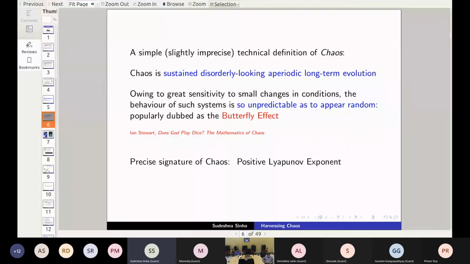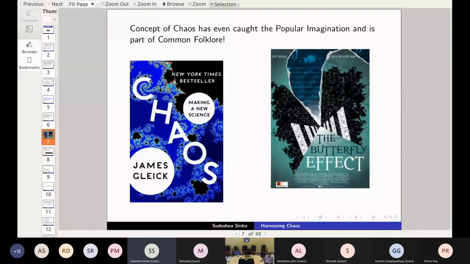Okay, and now, of course, this concept of chaos has even caught on in popular imagination. It's part of common folklore, and there are bestsellers, and there are even Hollywood movies. So once there are Hollywood movies, you've really broken into the popular psyche. So that's the fun part. And of course, I think lots of us have these nice, pretty screensavers, which are essentially generated from nonlinear maps, like Julia sets or something. So they are all dynamical systems, deterministic, but with an extreme amount of features.